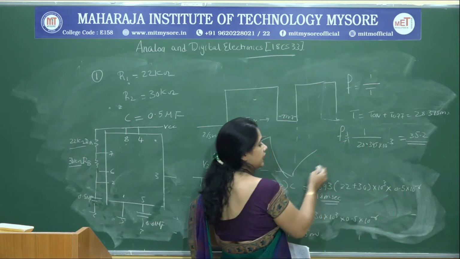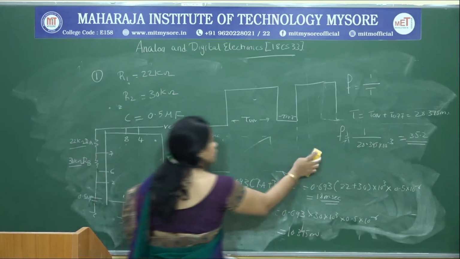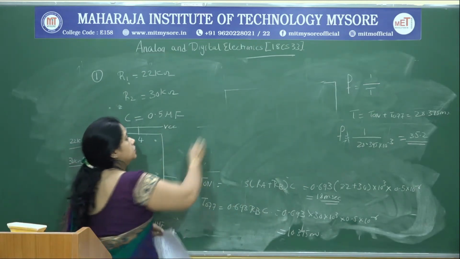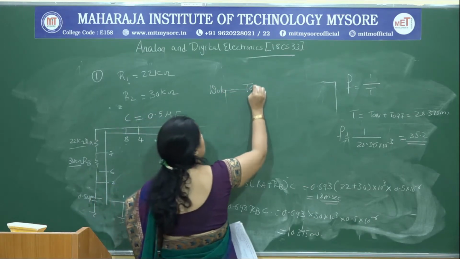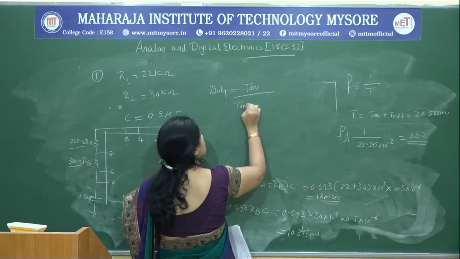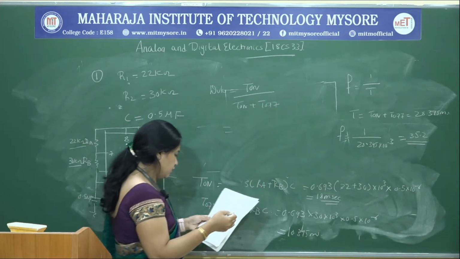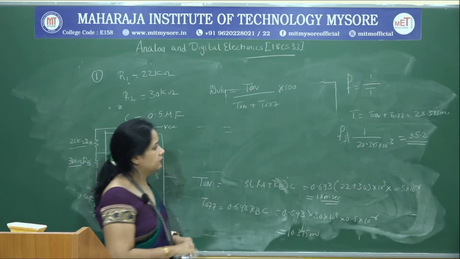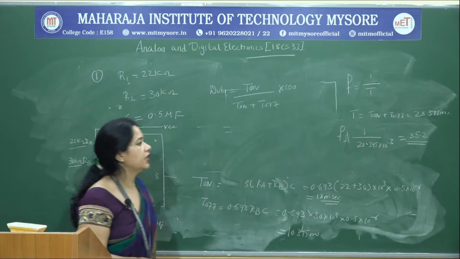And you are asked to find the duty cycle also. Duty cycle is the ratio of, try to recall, duty cycle in percentage is T on by T on plus T off. Substitute these values, and if you want to find it in percentage duty cycle, multiply it by 100. Substitute the value of T on 18 by total time is 28.395.